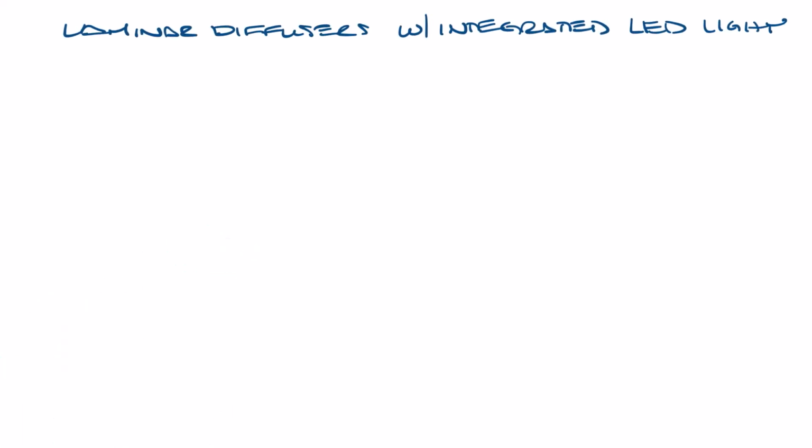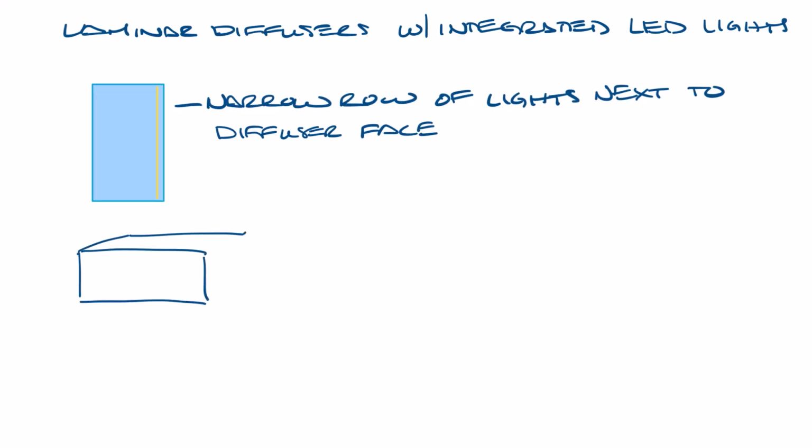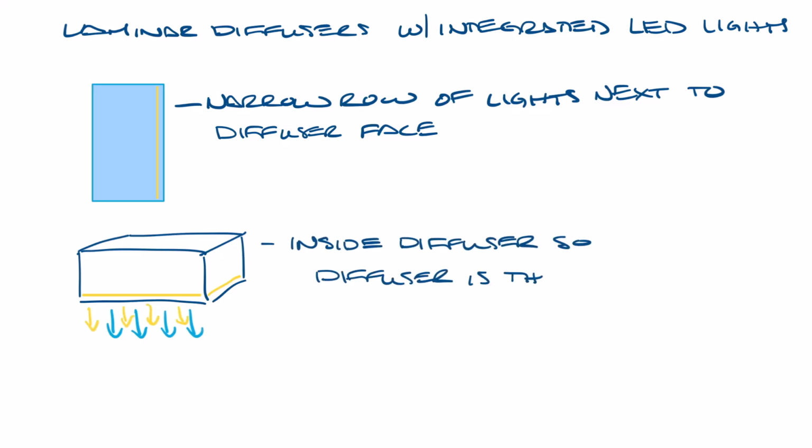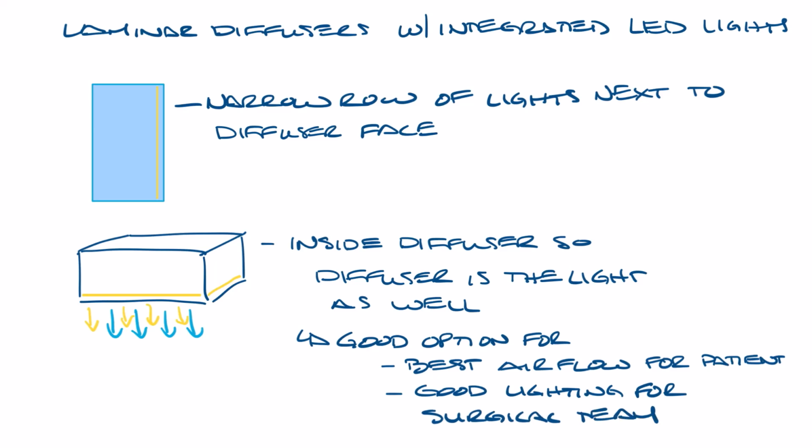Let's move this over. But you can also get laminar diffusers with integrated LED lights. The LED lights can either be a narrow row of lights next to the diffuser face. This would be looking up at the diffuser and the lights. Or it could even be inside the diffuser, like this. This would be a side view, where the whole diffuser works as the light as well. This is a good option to get both the best airflow performance for patients and lighting conditions for the surgical team.